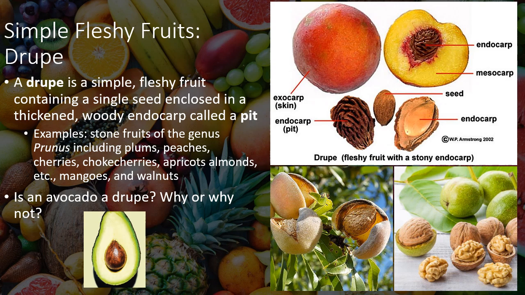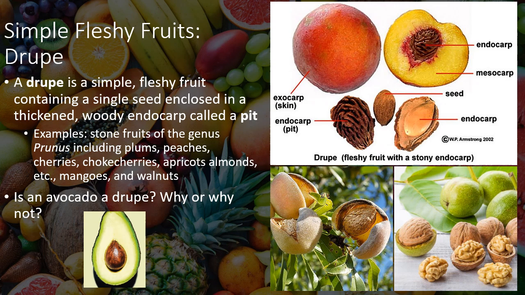There is no pit. We can count the pericarp layers of an avocado quite easily. If we start at the outside with the exocarp or the outer fruit, that would be the green skin of our avocado. The mesocarp or middle fruit is also relatively easy to identify. We have a thin medium green layer of flesh that's right underneath the skin that corresponds to the mesocarp.